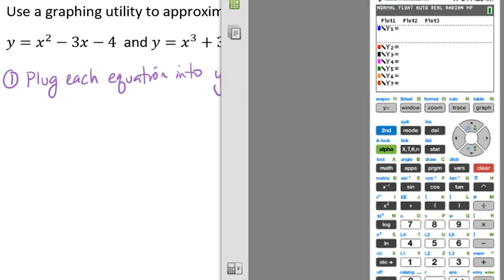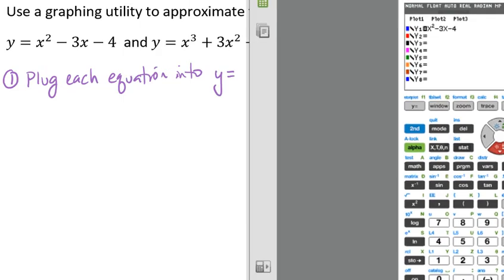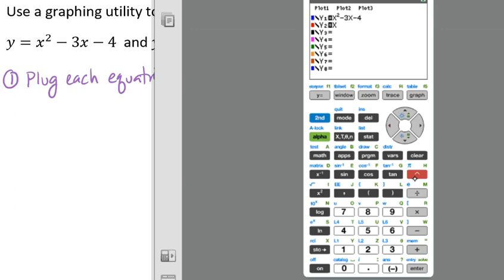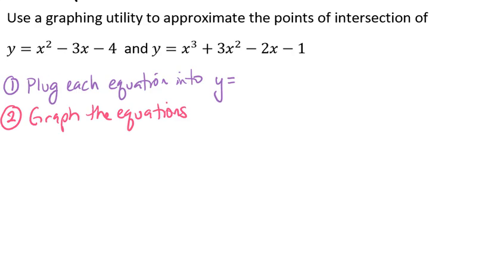So here we can plug in our x squared minus 3x minus 4, and then in the Y2 spot, we're going to plug in the next part of our equation. Let's see if I can move this so I can see it. So x to the third plus 3x squared minus 2x minus 1. And then once I've done that, I'm going to graph the equations. So that's going to be my second step. So once we have those plugged in, then we're going to graph the equations.